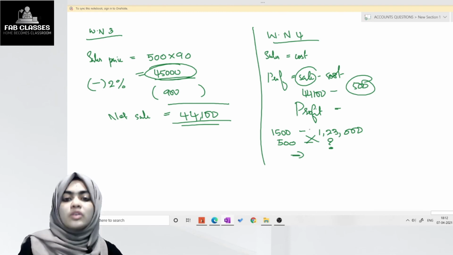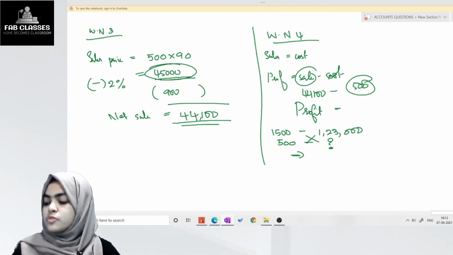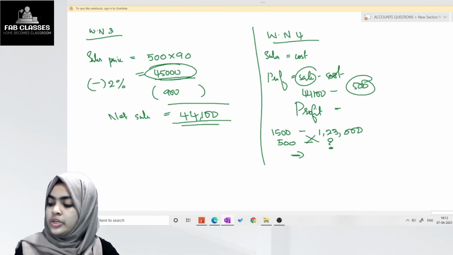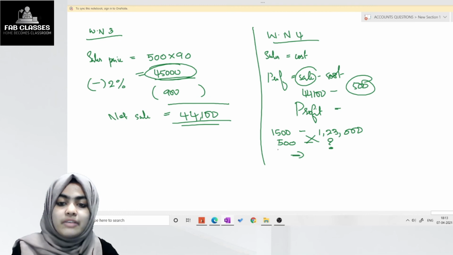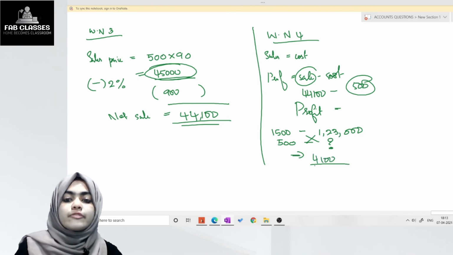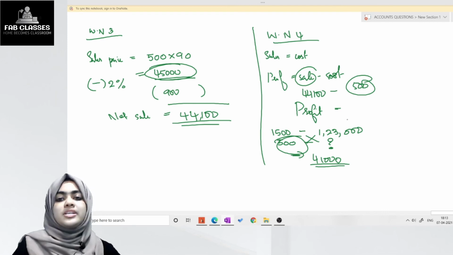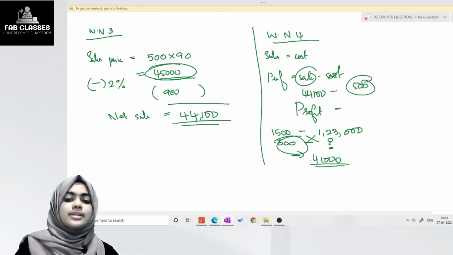For 1500, the cost was 1,23,000. So for 500, how much? Do a cross multiplication and you will get the answer. 1,23,000 into 500 divided by 1500. 41,000 is the cost of these 500 shares. I hope you understood. So 41,000 is the cost.